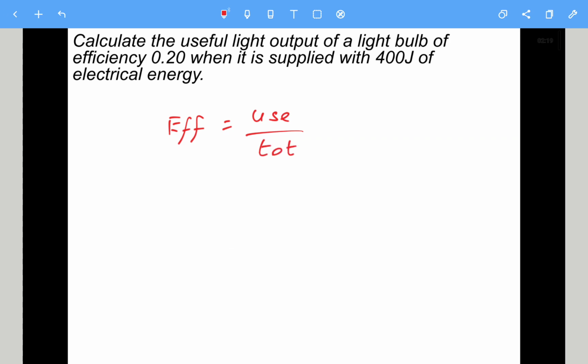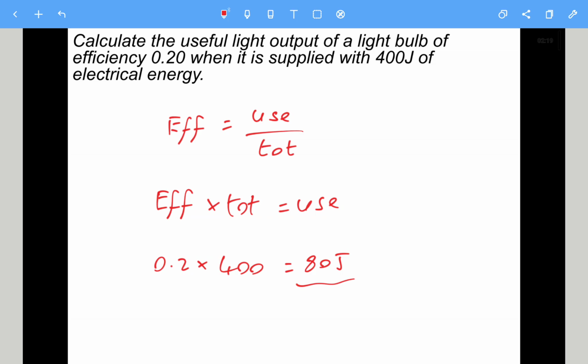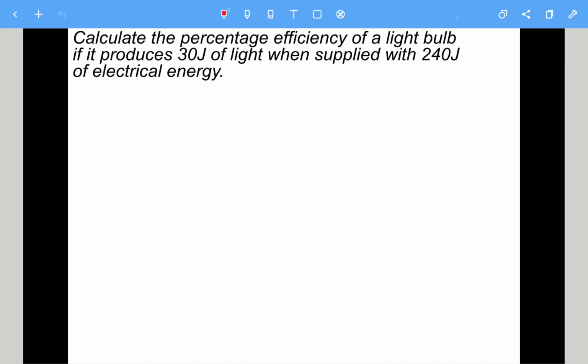And in this one, we need to find the useful. So to get useful, we can get rid of the divide by total. So we get efficiency, and the way to get rid of a divide by total is to times by total. So that'll give us the useful energy. So efficiency is 0.2 multiplied by the total of 400. So 0.2 times 400 gives us 80 joules of energy. Okay, let's do one more.